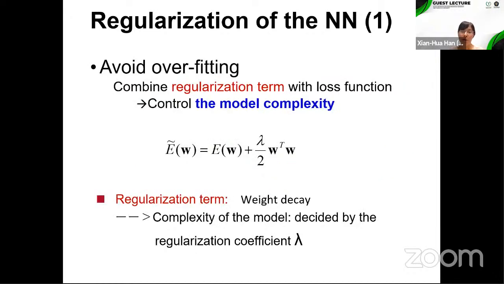Of course, we can also regularize the neural network using some techniques. We not only use the loss function error as the loss function, we also put some constraint on the weights, such as adding a regularization term to the loss function to control the model complexity, and then get a more robust model for our task.